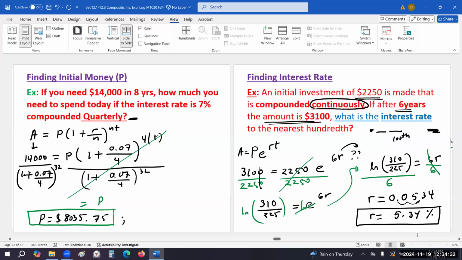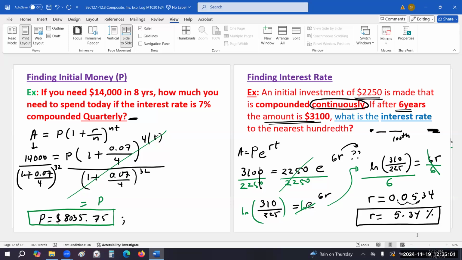Then what if the interest rate is missing? Or what if the time is missing? Since time and interest rate both are the power, anytime any of these are missing, it means we need to apply log, because we need to bring them down. But we cannot apply log until the exponential term is alone. So you always need to divide by P to get the exponential term alone, and then we apply log to both sides.